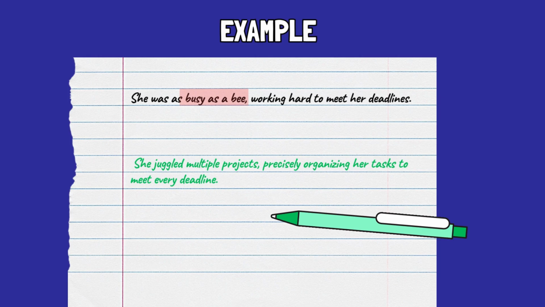Take a look at this example. The original sentence uses the cliché "as busy as a bee," a phrase that is so commonly used it has lost its impact and originality. In the revised sentence, this cliché is replaced with a more specific and vivid description of her actions, such as juggled multiple projects and precisely organizing her tasks. This change provides a clearer picture of her efficiency and dedication, making the writing more engaging and personalized.